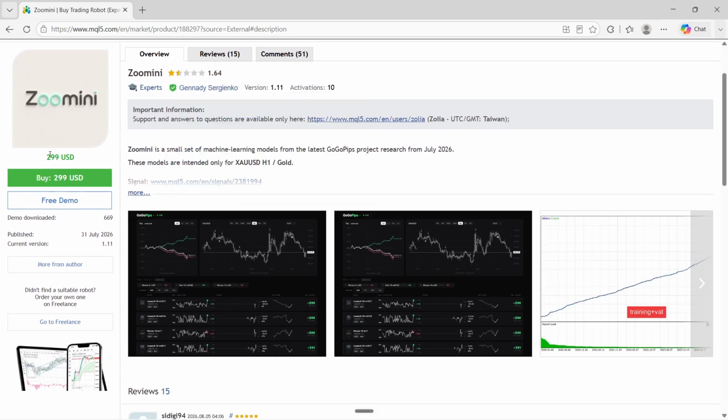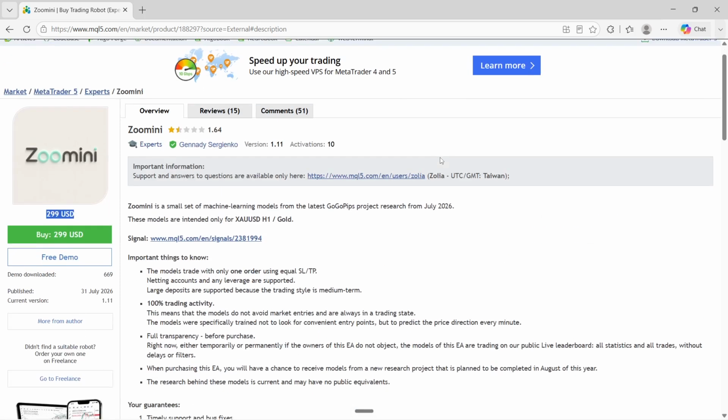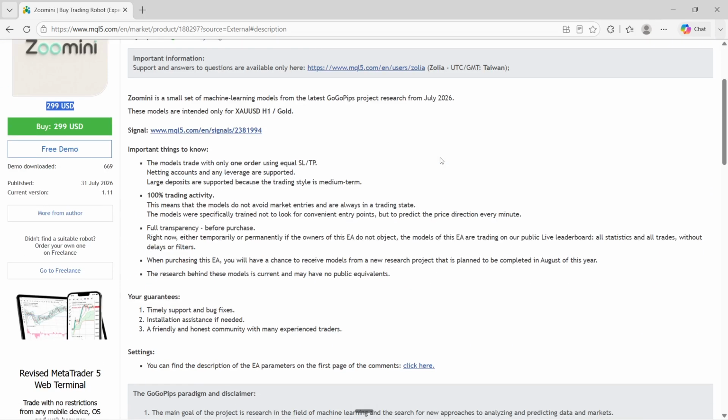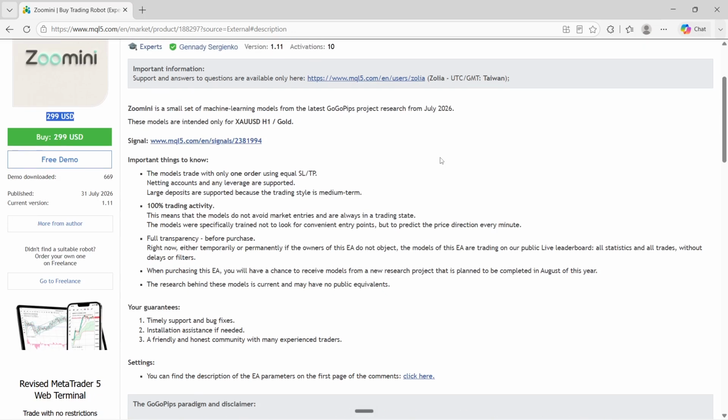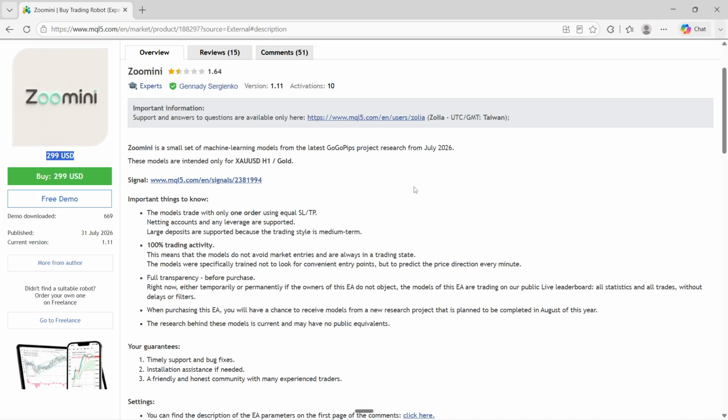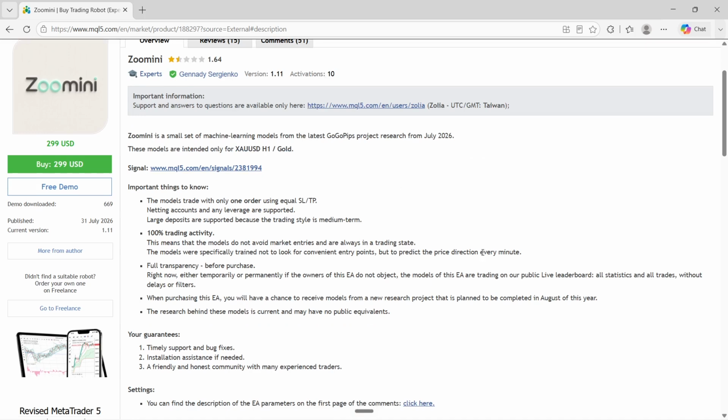All right, so the EA goes for 299 US dollars, as you can see here. And let me just expand this so we can see it more clearly. As you can see from the MQL5 page, Zoomini is a small collection of machine learning models that came out of the latest GoGoPips research from July 2026. As you can see, these models are intended only for XAUUSD, that's the gold pair, on the 1 hour time frame.